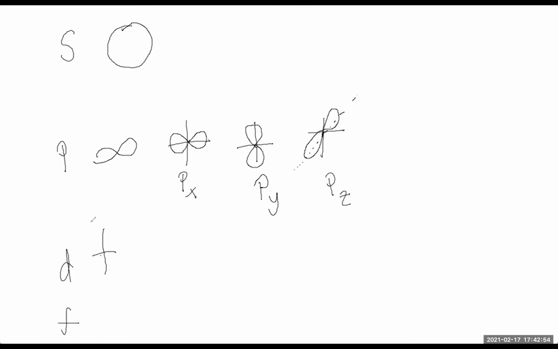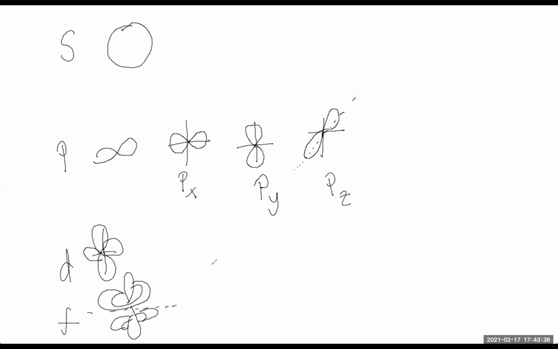Your D would look like a 4-leaf clover. And then your F is just super complicated. There's not really a way of drawing it. But if you were to draw the shape, it would kind of look like this. So you have, and there's many shapes to it. And the notes that I send you have a diagram of all of the shapes that are in each orbital. And then it would look like that. I know, it's so bad. So then you have your S, your P, your D, and your F.